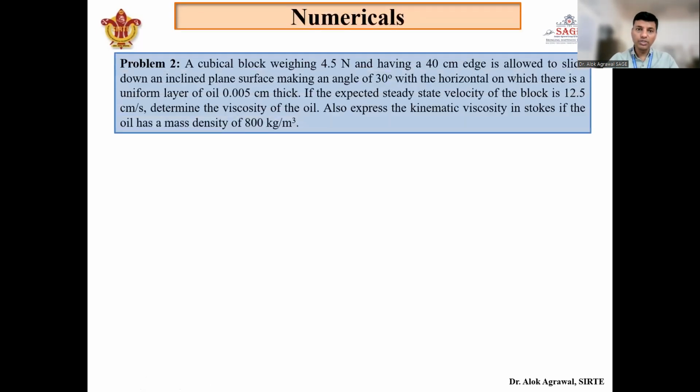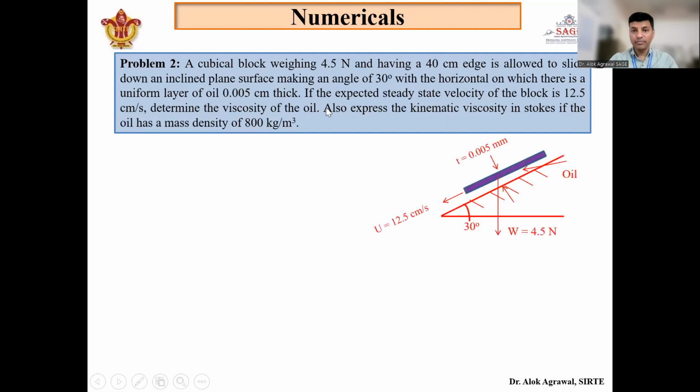Here it is given a cubical block weighing 4.5 Newton and having 40 centimeter edge is allowed to slide down on an inclined plane surface making an angle 30 degree with the horizontal, on which there is a uniform layer of oil 0.005 centimeter thick. So a lot of things are given here. There is a cubical block whose weight is 4.5 Newton, having dimension 40 centimeter. It is allowed to slide down on an inclined plane.